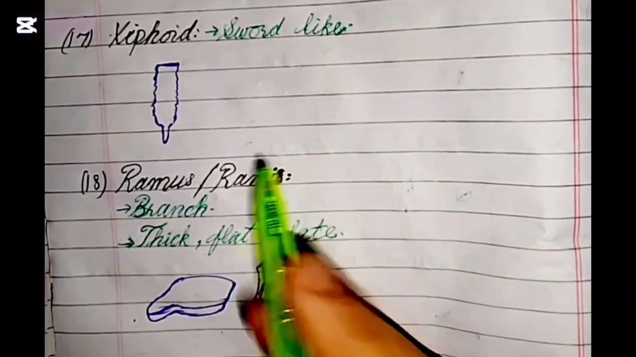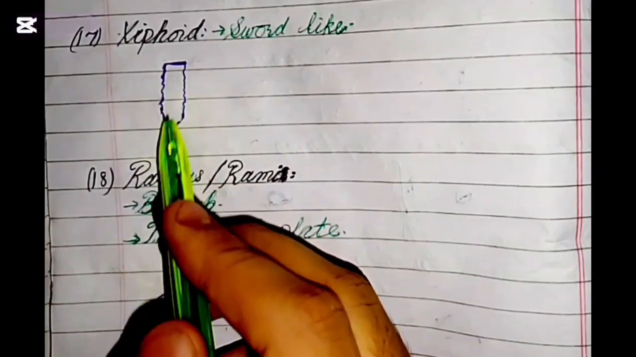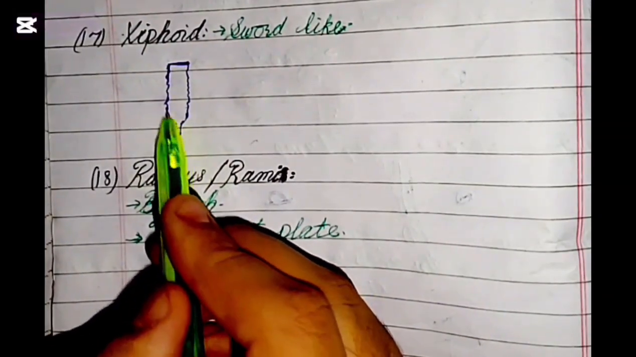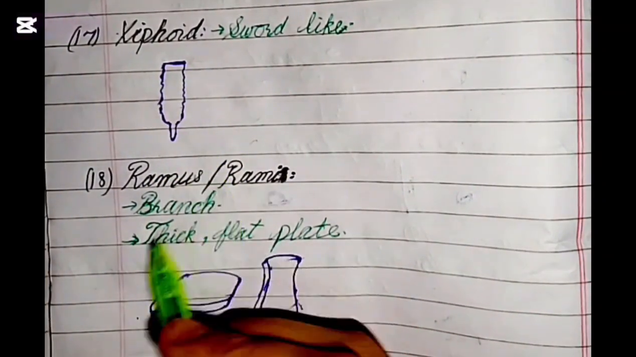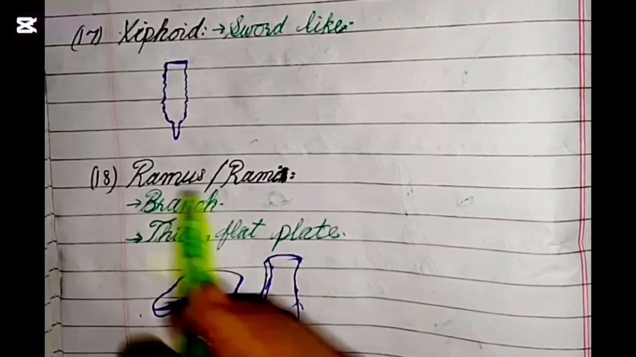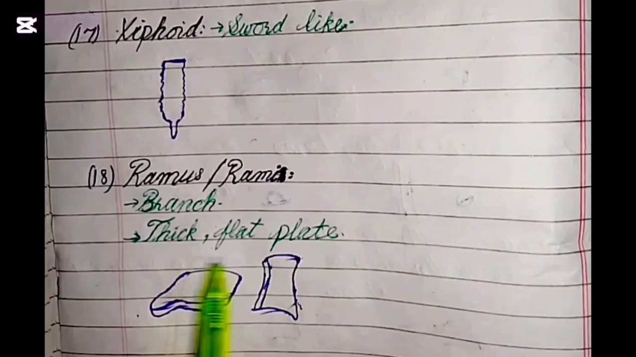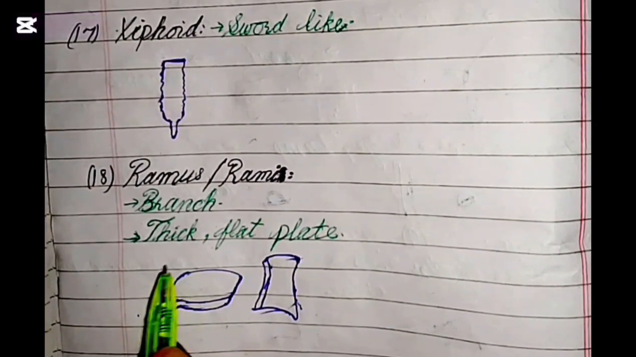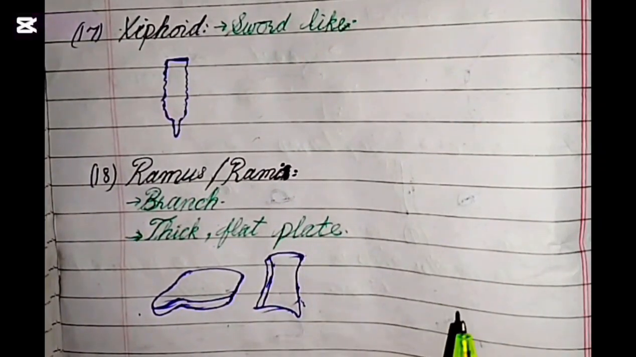And now xiphoid. The Latin word means sword-like. It is present at the lower part of the sternum, which is made up of cartilage. As we look at this, it is sword-like. And after that, ramus, whose plural is rami. The word actually means branch, but as you look at its shape, it is a thick, flat plate. It has no specific shape, but it is like a thick flat plate. It may be like that, or other shapes are also present in it.